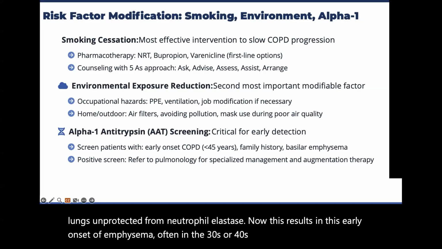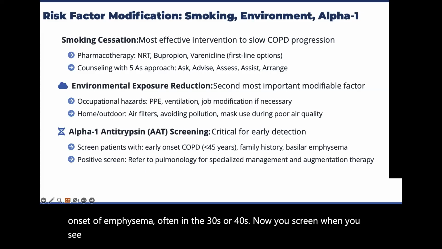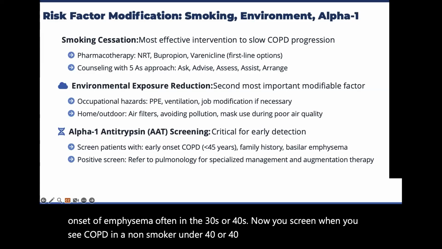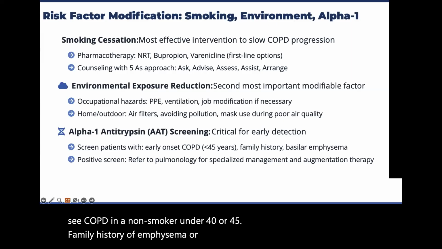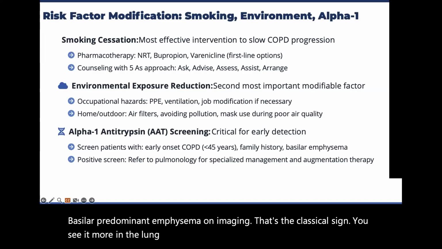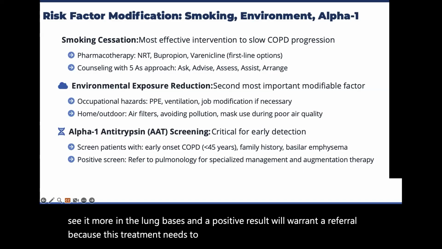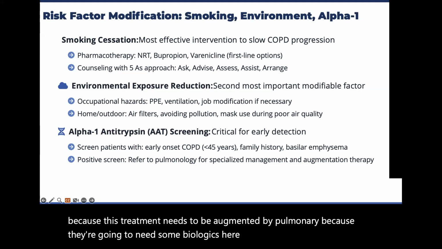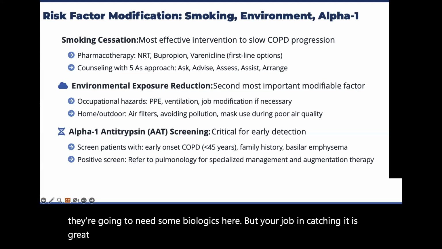Now, you screen when you see COPD in a non-smoker under 40 or 45, family history of emphysema or liver disease, basilar predominant emphysema on imaging. That's the classical sign. You see it more in the lung bases. And a positive result will warrant a referral because this treatment needs to be augmented by pulmonary, because they're going to need some biologics here. But your job in catching it is great because now you can start the thing that prevents the alveolar destruction and decline.